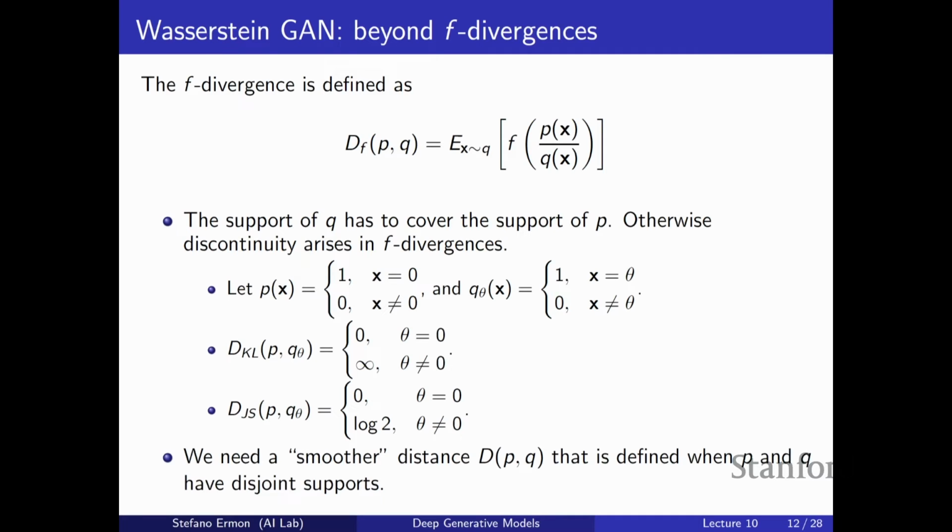And so the idea is to think about other notions of distance or divergence that work even when P and Q have disjoint support. The support is just the set of points that have non-zero probability under P or Q.